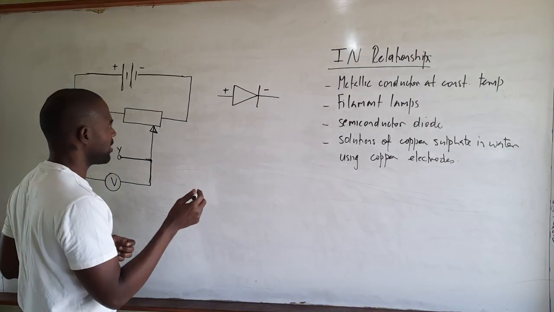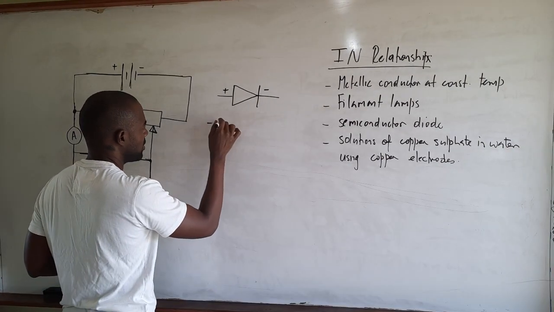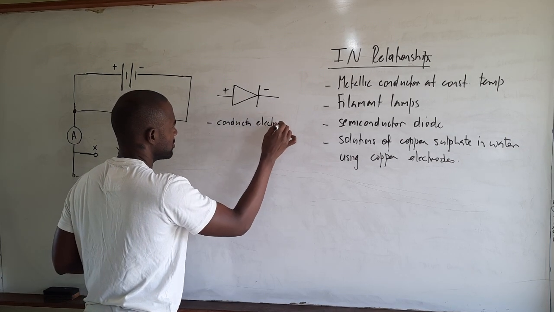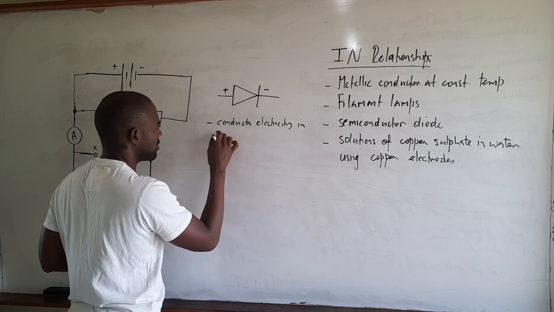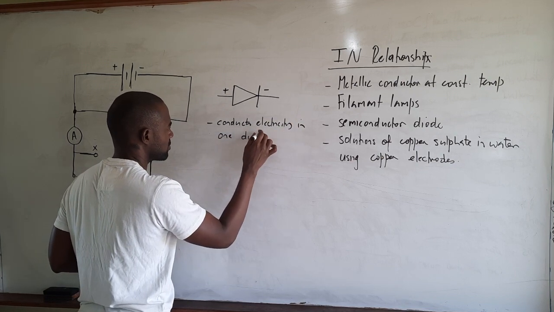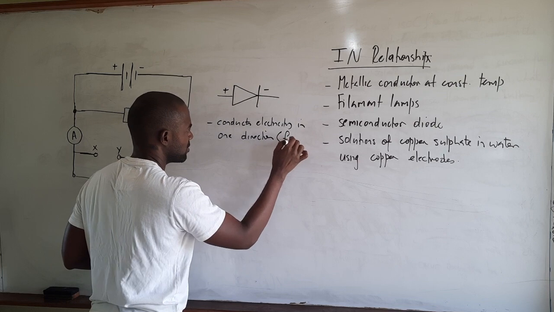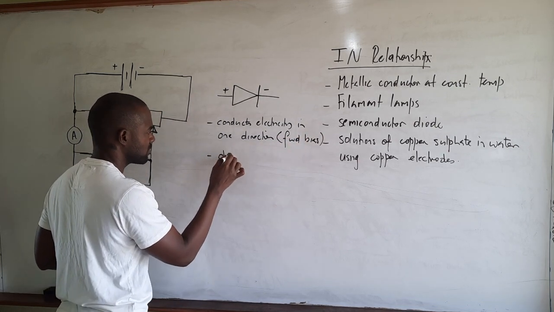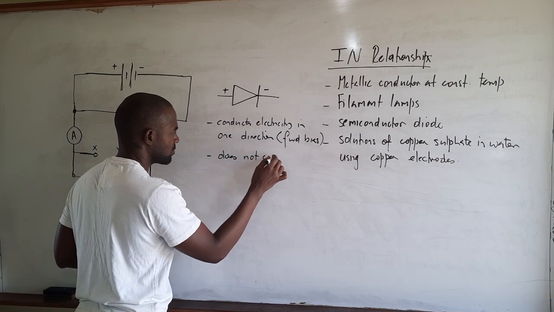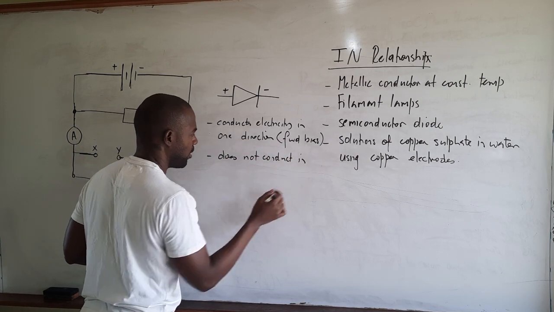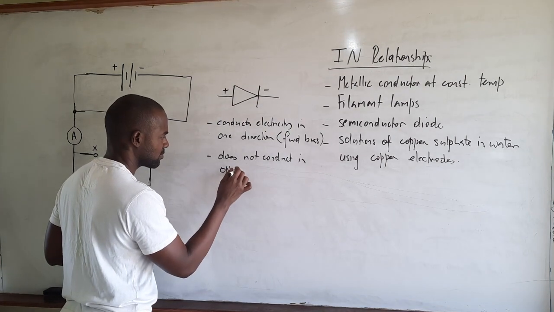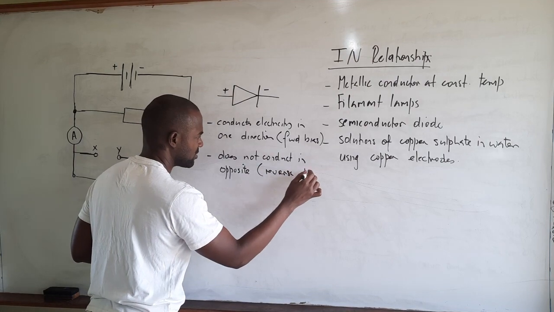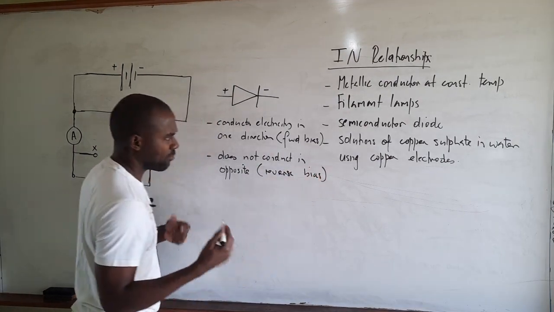So a semiconductor diode conducts electricity in one direction, which is said to be forward bias. It does not conduct in the opposite direction, which is said to be reverse bias. Reverse bias or forward bias, right?